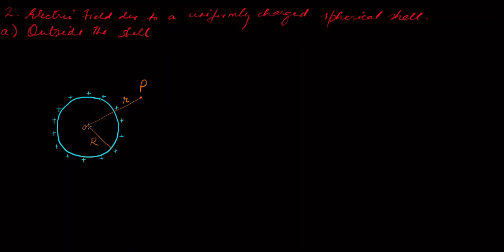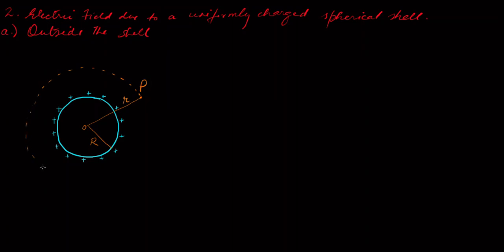So just like in the first application, we have to draw the Gaussian surface. Can you guess what would be the shape of the Gaussian surface? Look at the geometry of the problem, the geometry of the body. This is a spherical body, so we need a spherical Gaussian surface. We have to draw the Gaussian surface passing through point P, spherical in this shape.